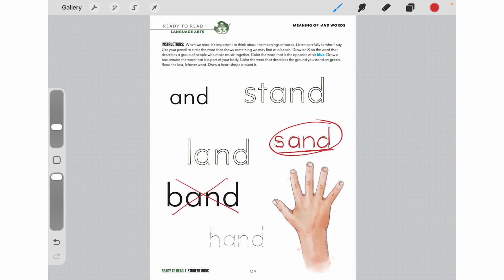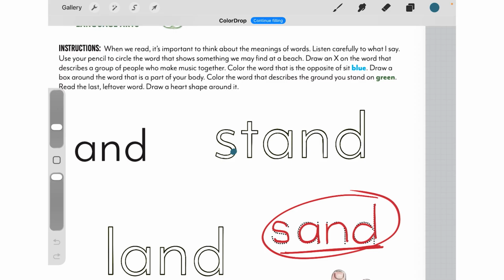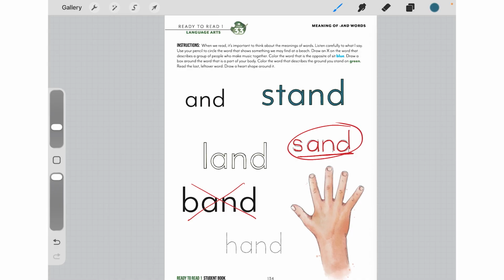Next, color the word that is the opposite of sit blue. What is the opposite of sit? The opposite of sit is stand. S-T-A-N-D. Stand. Draw a box around the word that is part of your body.